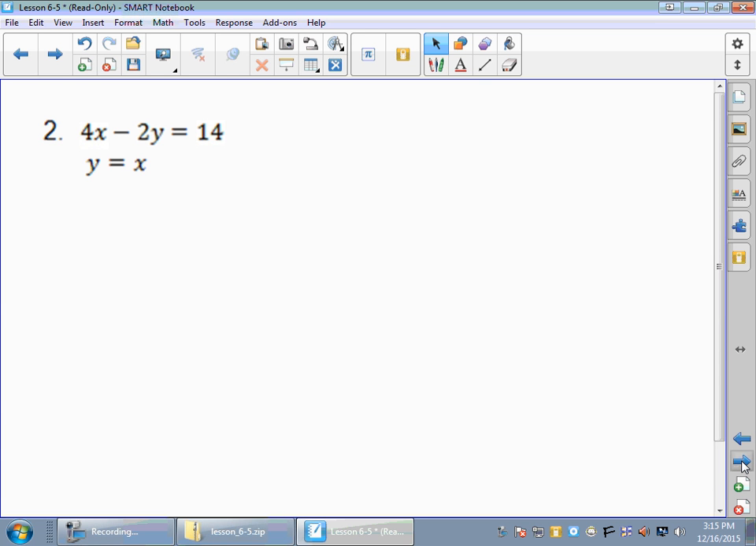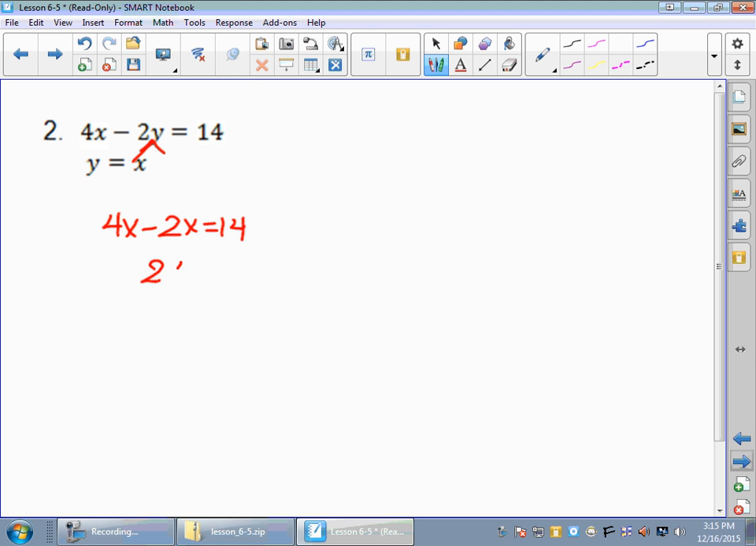All right, for this one, a couple different methods here. We could substitute. Substitution would be pretty easy here. We could also just do a quick little elimination if we wanted to. I would use substitution as well in this case. So I would just replace, if y is equal to x, I would replace this y with x. 4x minus 2x equals 14.